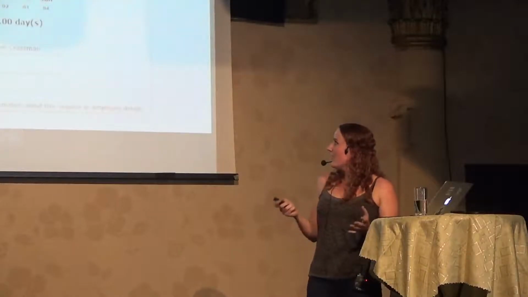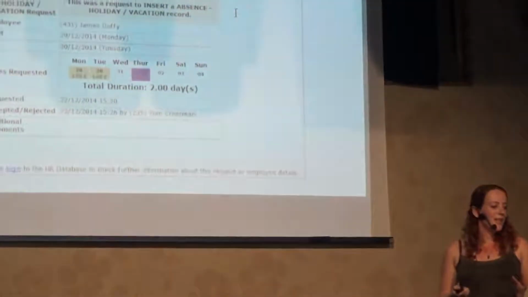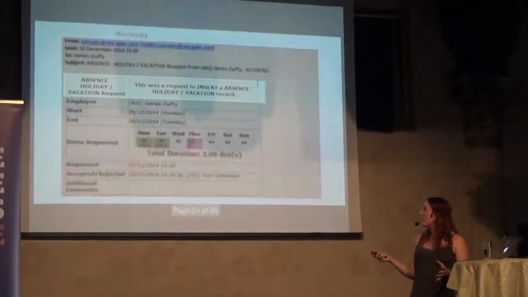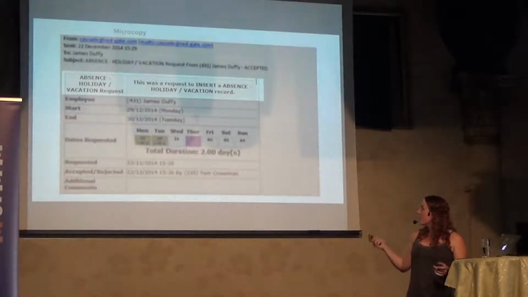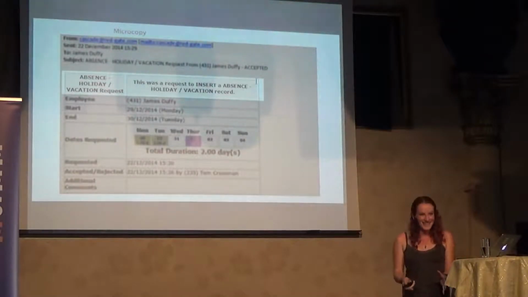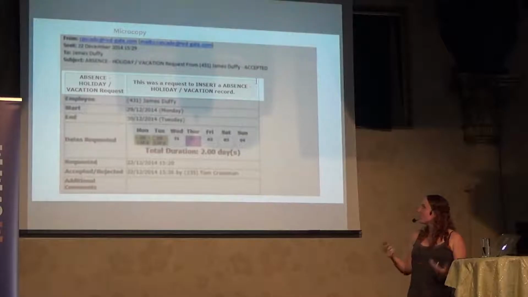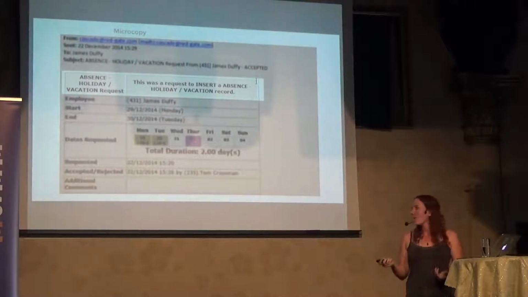Similarly, this is an email it sends out once you've requested your holiday and your line manager's got back to you to say whether or not you can go. It sends you this huge email, which is completely useless for a number of reasons. So it says here, this was a request to insert an absence holiday vacation record. No, it wasn't. This was me asking to book a holiday. And this is a total mismatch between what I wanted and what the system wants.